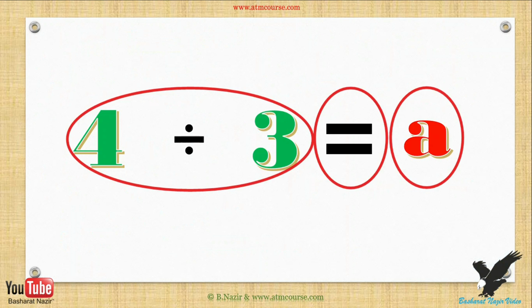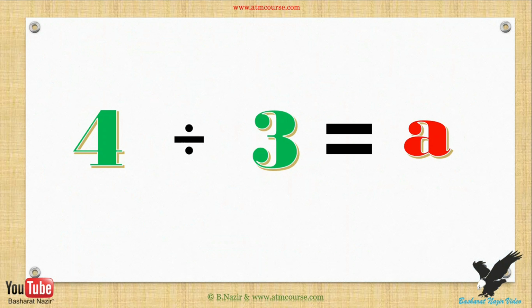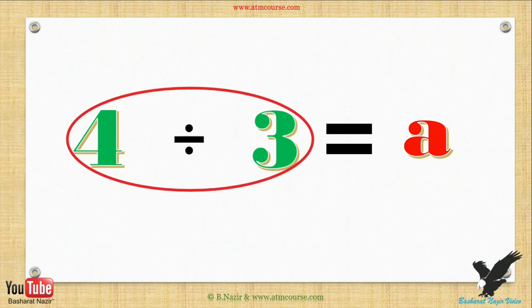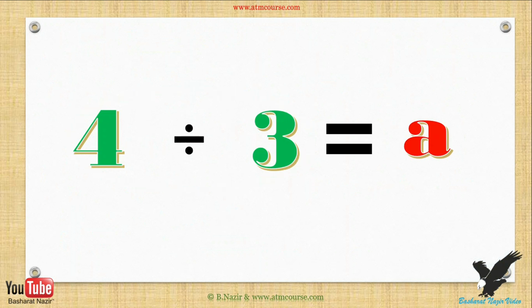An equation is divided into three major parts as shown. A left side, which can have numbers, signs, and letters. In this equation we just have numbers and a sign. A right side, which can also have numbers, signs, and letters. In this equation we just have a letter. In the middle of the equation, between the two sides, we have the equal sign. Whenever you see an equal sign, then you know that you are dealing with an equation.